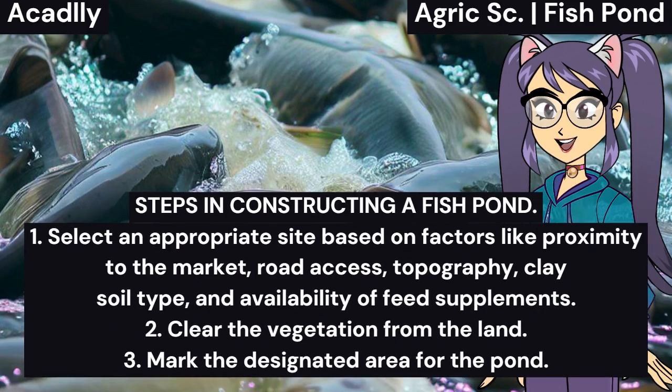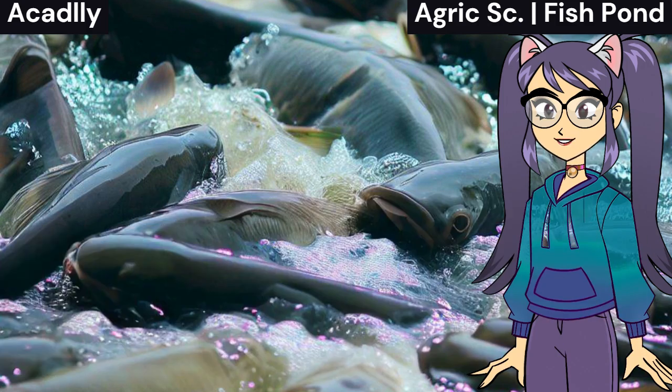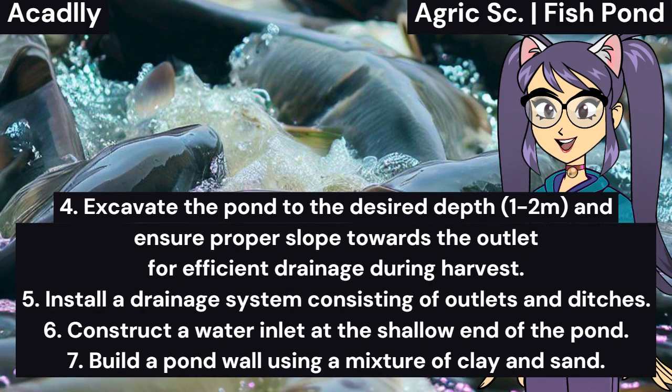Steps in constructing a fish pond. 1. Select an appropriate site based on factors like proximity to the market, road access, topography, clay soil type, and availability of feed supplements. 2. Clear the vegetation from the land. 3. Mark the designated area for the pond. 4. Excavate the pond to the desired depth, 1 to 2 meters, and ensure proper slope towards the outlet for efficient drainage during harvest.